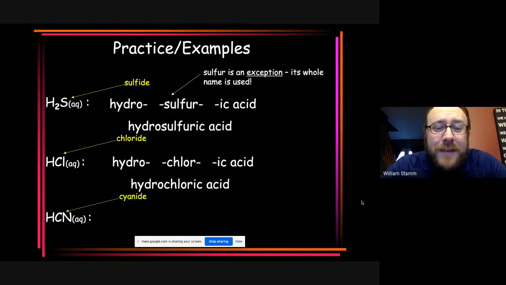That is a polyatomic ion, CN. It's on that list we had last chapter. But in this case, it would follow the non-oxyacid rules because there's no oxygen in it. It's an acid. It's dissolved in water. It begins with H. So we would call that hydrocyanic acid.